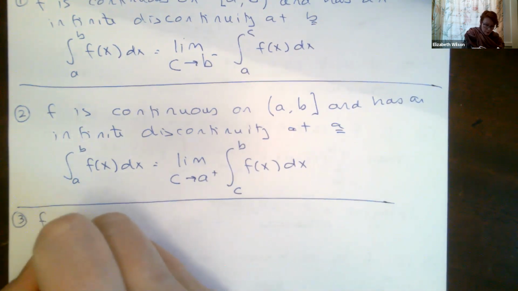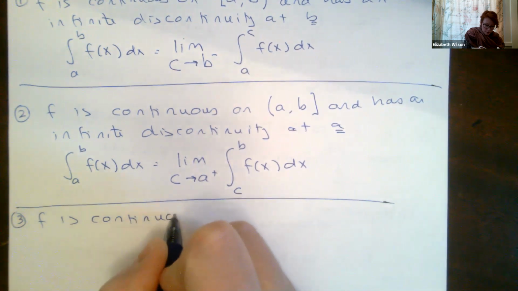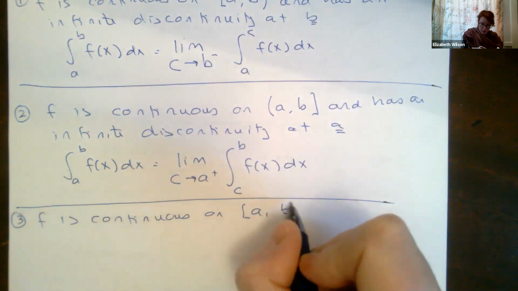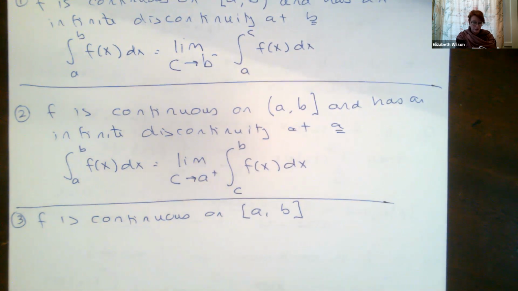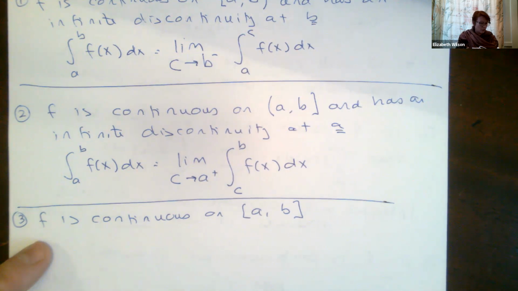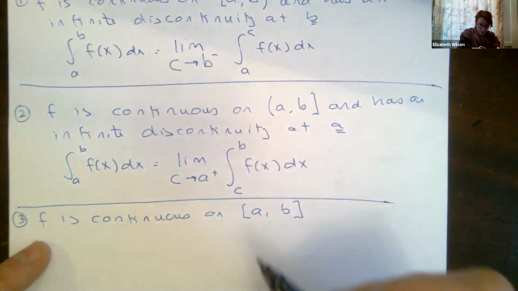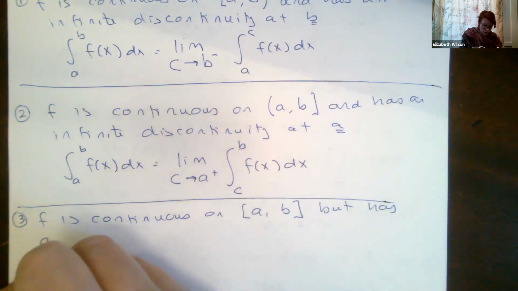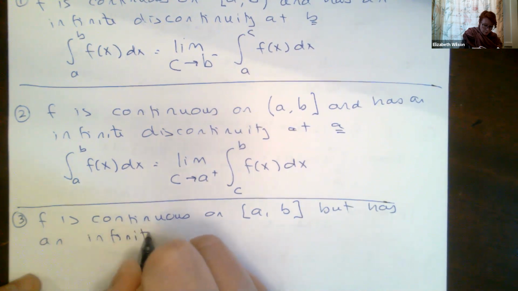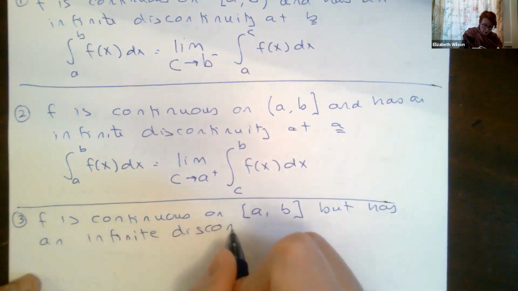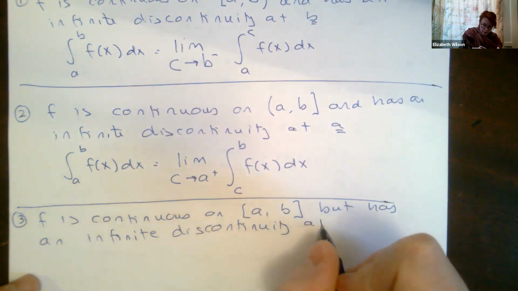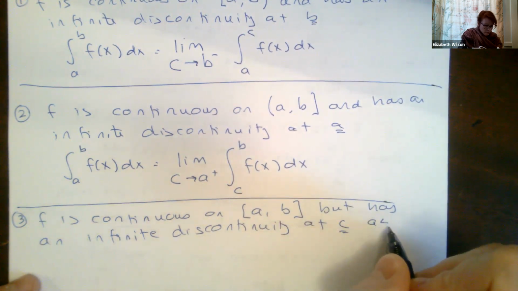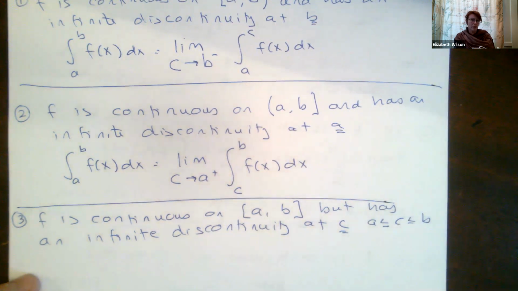So f is continuous on a to b, inclusive. It looks fine. This is the tricky part, because you're going to be lulled into a false sense that everything's fine and you can just integrate it normally. You're going to get a wrong answer. So it's continuous on a to b, but has an infinite discontinuity at c, and c is somewhere in between a and b. Could be a or b, but we're going to say it's somewhere in between.